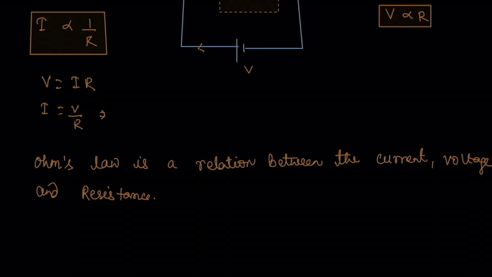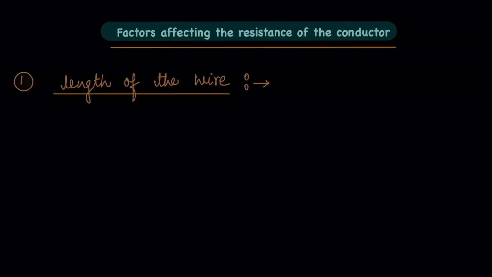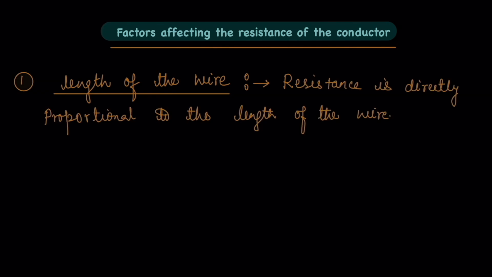Now we will study the factors affecting the resistance. First factor is the length of the wire. Here, resistance is directly proportional to the length of the wire. So how is it directly proportional?